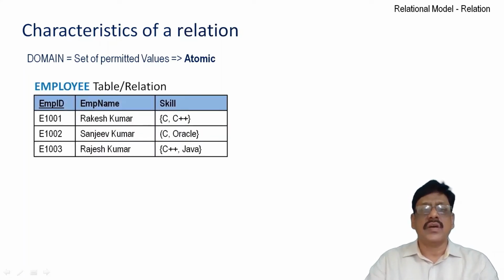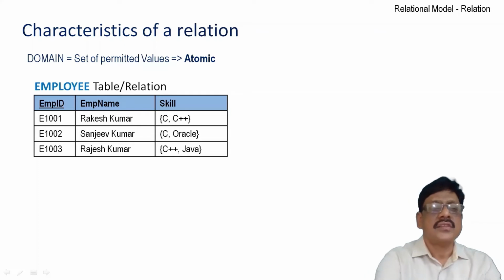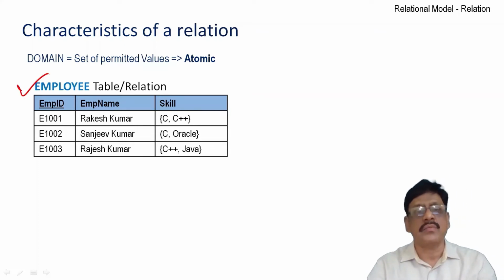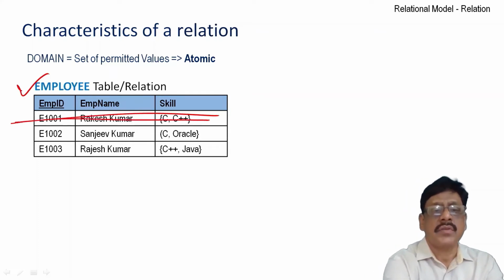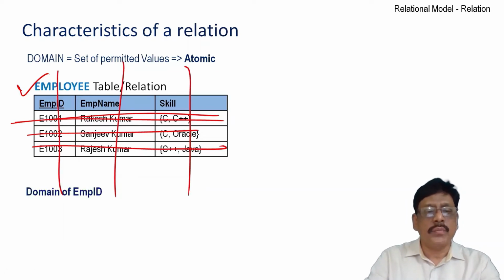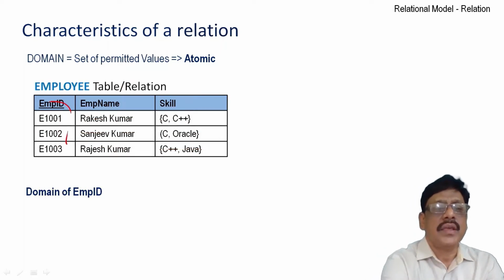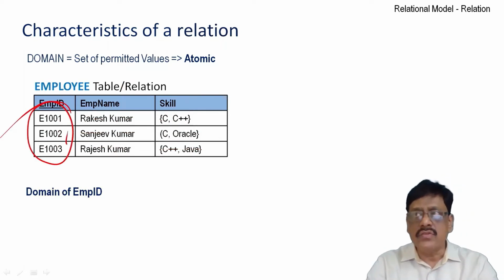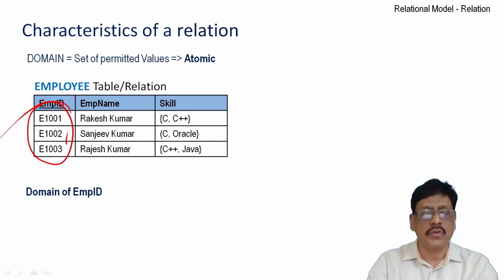Domain, as I told, must be atomic. What is a domain? A domain is a set of permitted values and it must be atomic. Let us take the example of an employee table consisting of 3 rows and 3 columns. In this case, the domain of employee ID will consist of all the values of that attribute, that is called employee ID.